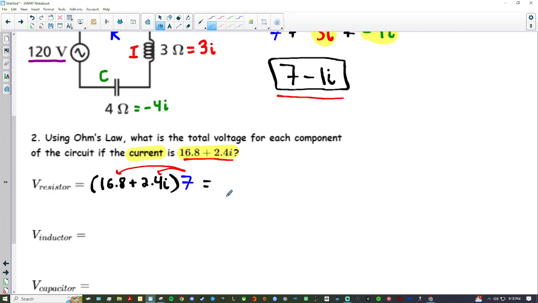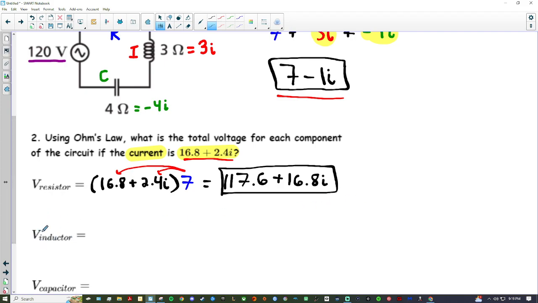So multiplying 7 times 16.8 is 117.6. Now we multiply 7 by 2.4i, and we get positive 16.8i. This is our voltage for our resistor.